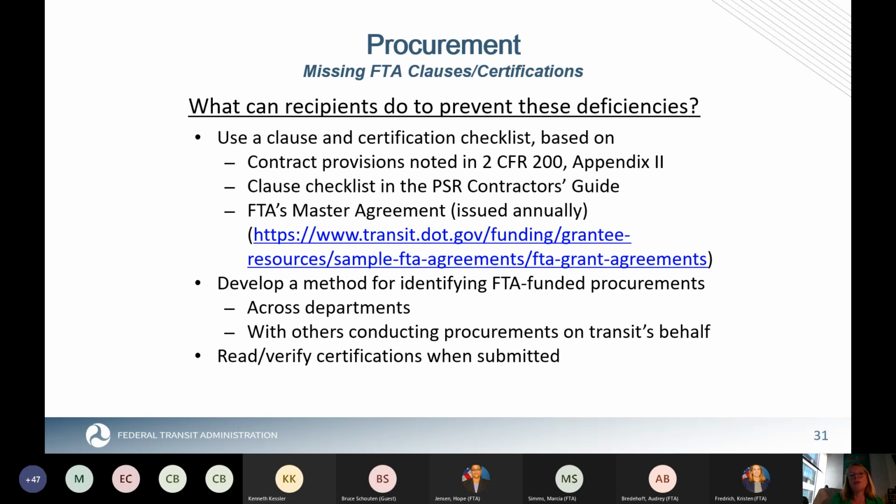Another tip is to develop a method for identifying FTA-funded procurements, both across departments and with others that may sit outside your department. So there should be some indication, whether this procurement's moving along in paper or electronically, some flag that this is an FTA-funded procurement, so that everyone's aware that an independent cost estimate has to be done. These clauses and certifications need to be included for a number of items. And of course, as I said before, there's no substitute for reading those certifications once they come in to you.